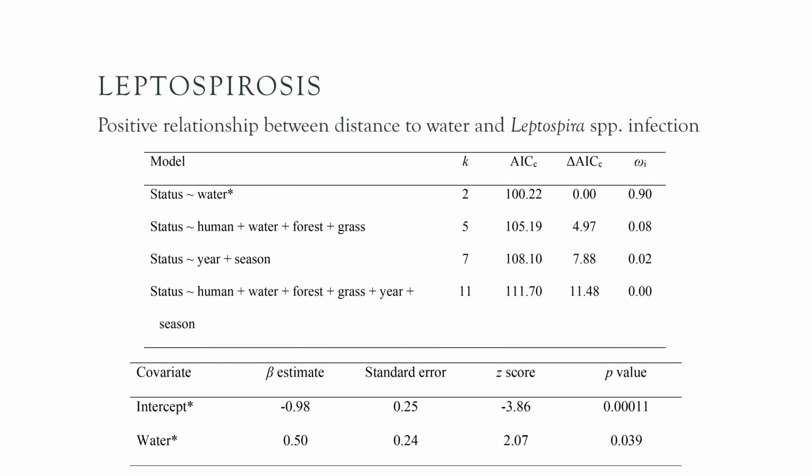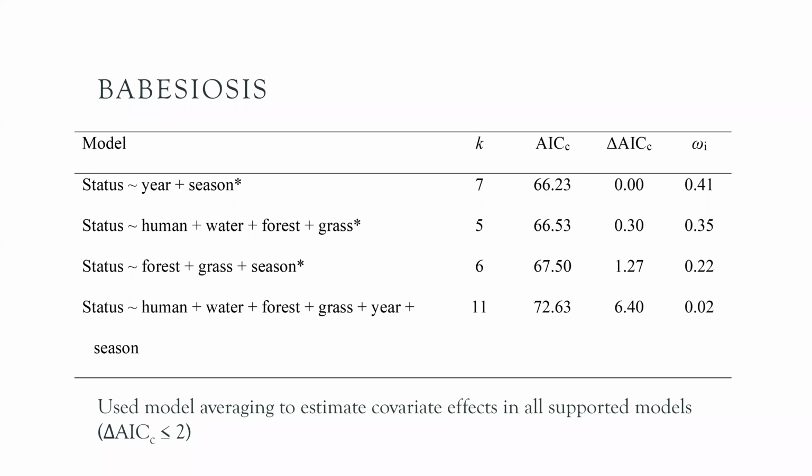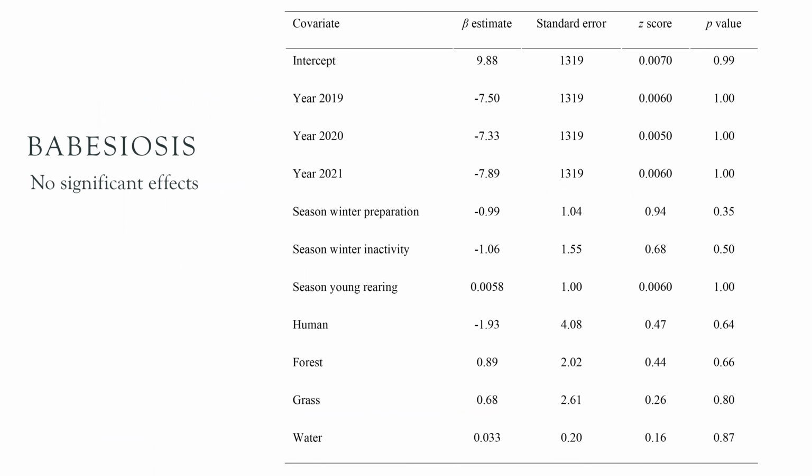Leptospirosis was very similar, 1 supported model, and an indication that, again, water has a significant positive relationship, the distance to water and the probability of leptospira infection. And then with the babesiosis models, I had 3 supported models. So I used model averaging to estimate covariate effects and detected no significant effects of any of the covariates on babesiosis.